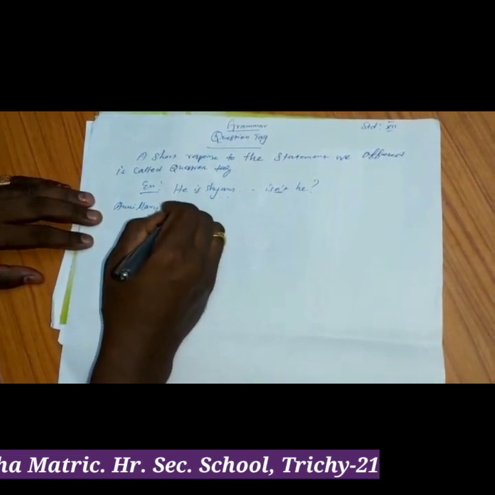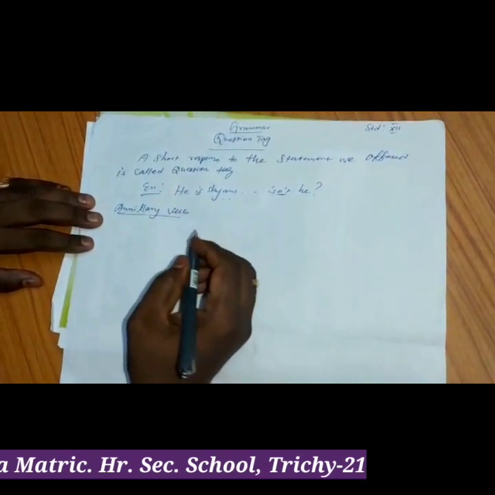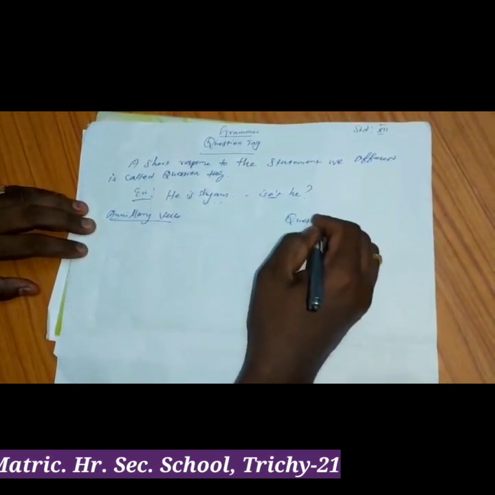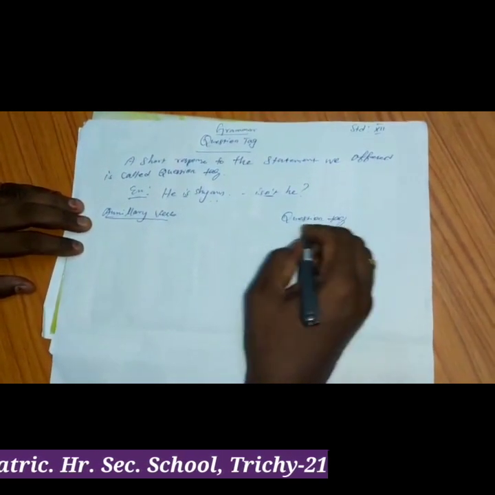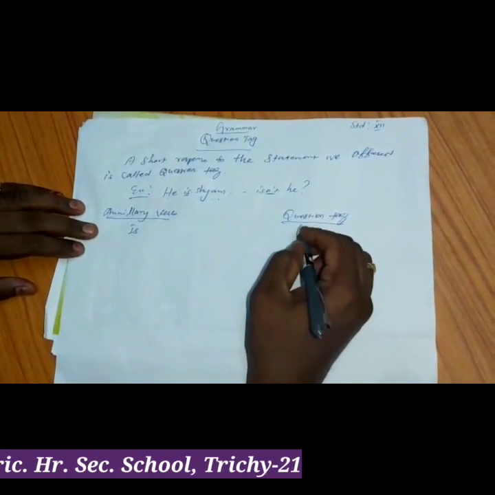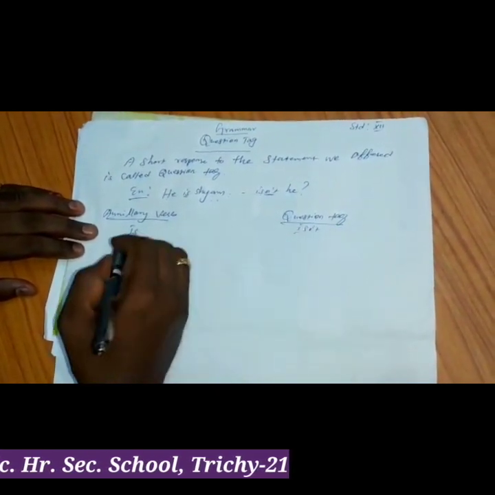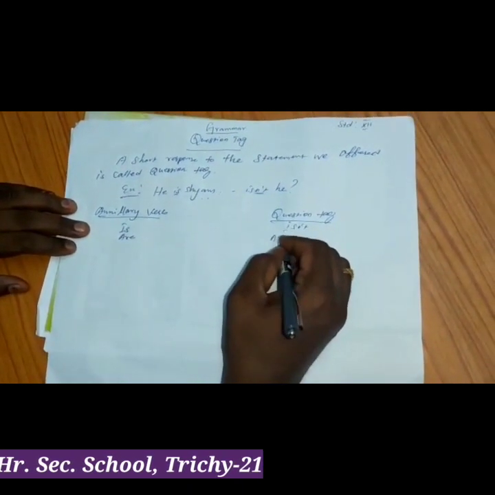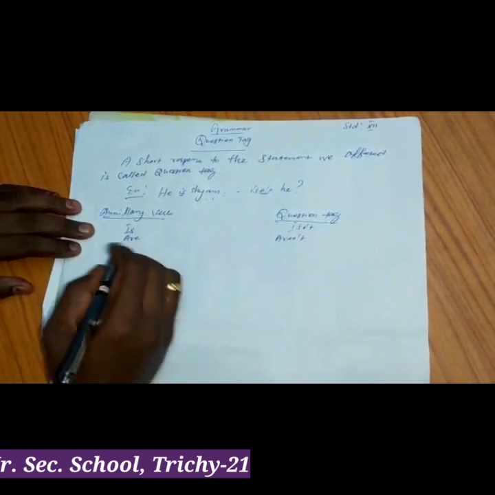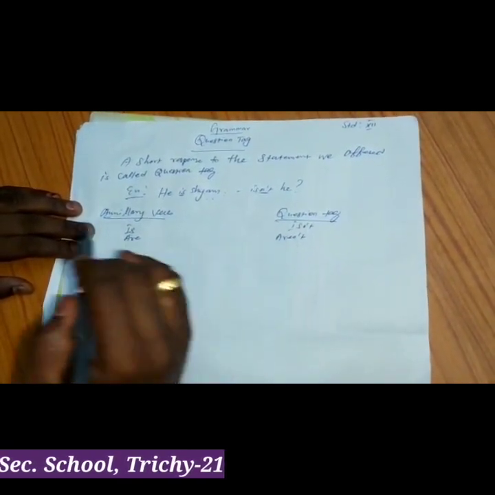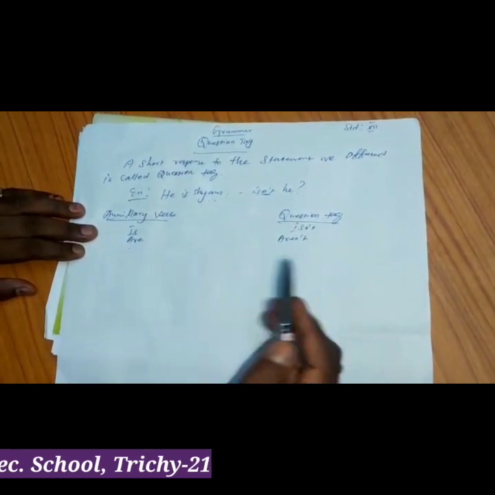Auxiliary verb and question tag. Is, isn't, or aren't. As I told you, if we have a positive statement, the tag is negative. If we have a negative statement, we can make the tag positive.